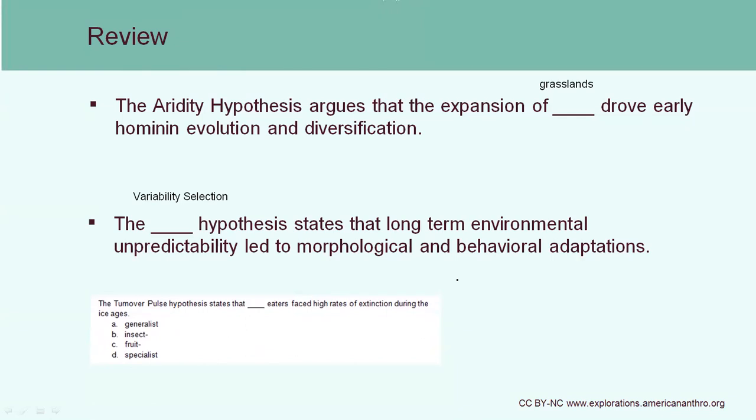And lastly, the turnover pulse hypothesis states that blank eaters faced high rates of extinction during the ice ages. Was it A, generalist, B, insect eaters, C, fruit eaters, or D, specialist eaters? And the correct answer actually should be the specialist eaters were the ones that went extinct. So let me correct that for you real quick.